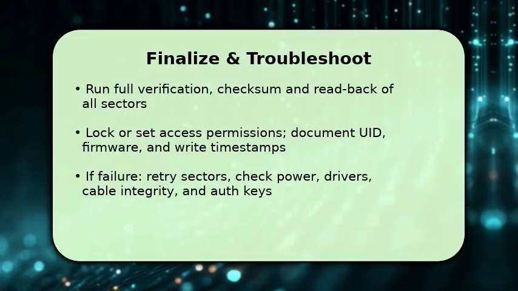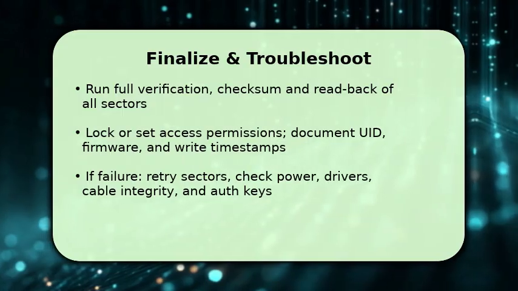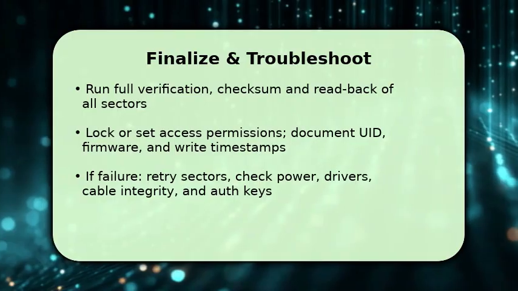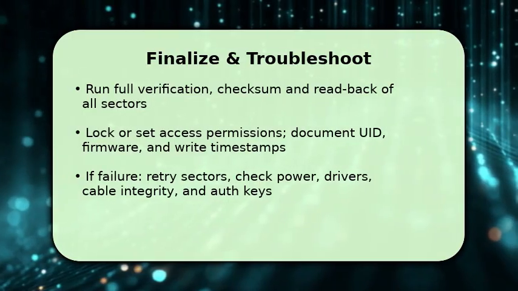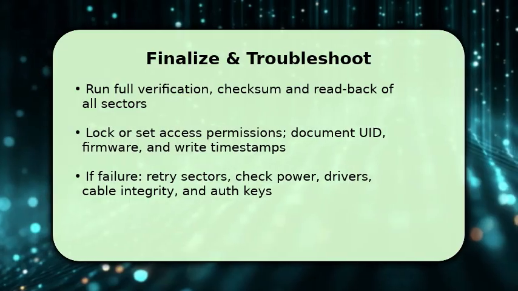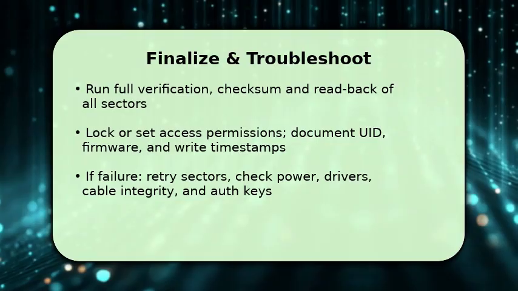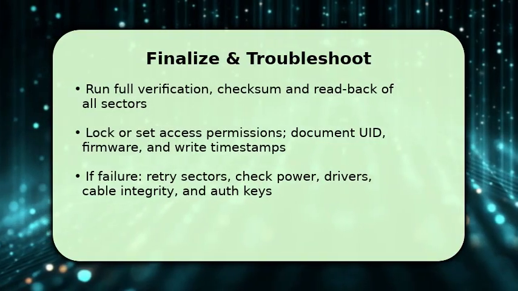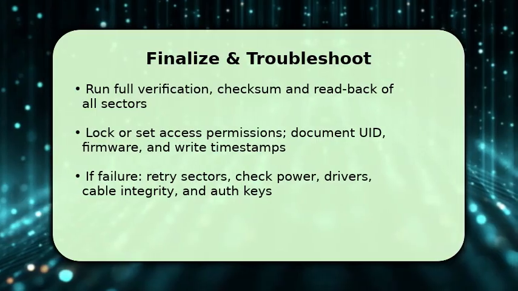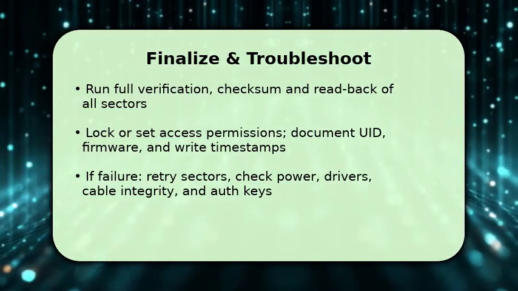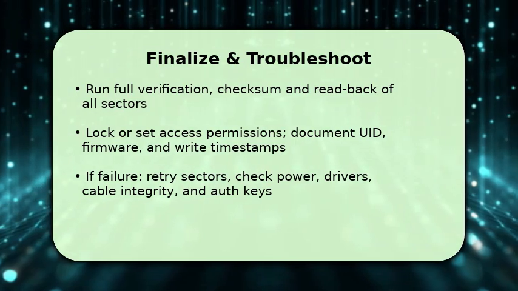Once confirmed, lock or set access permissions and document the UID, firmware version, and write timestamps for auditability. If something goes wrong, first retry the failing sectors, then check power stability, drivers, cable connections, and authentication keys. These are the most common issues. If problems persist, capture logs and isolate the chip with a known good programmer to diagnose further.